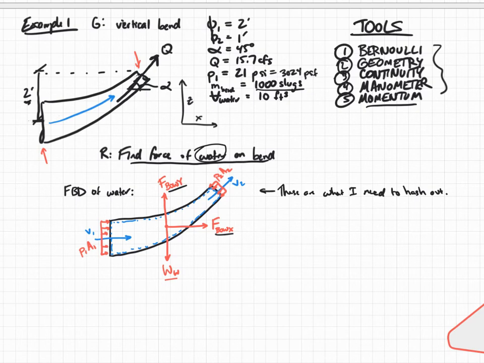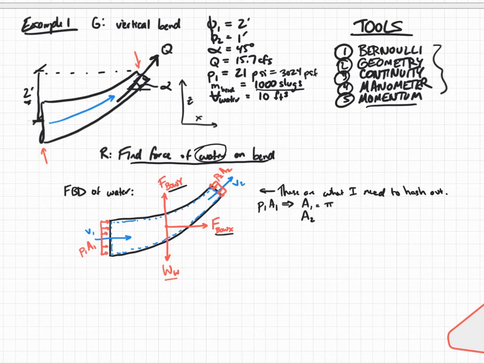Okay? Anyway, so let's go ahead and start solving for things. Let's see here. P1A1. Well, let's make a list. Let's start with pressures. P1A1. What do we need for that? Well, we need A1, right? So let's say A1, that means we're going to need A2, right?